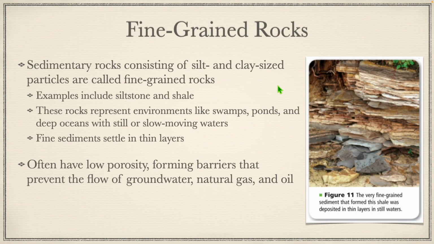Fine-grained rocks. So sedimentary rocks consisting of silt and clay-sized particles are called fine-grained rocks. Examples include siltstone and shale. These rocks represent environments like swamps, ponds, and deep oceans with still or slow-moving waters. So the particles are allowed to settle. So fine sediments settle in very thin layers. Often these have low porosity, forming barriers that prevent the flow of groundwater, natural gas, and oil. They have low porosity because the particles that make them up, the silt and clay-sized particles, are very small and they can compact together very tightly. So there's not any pore space left in there.